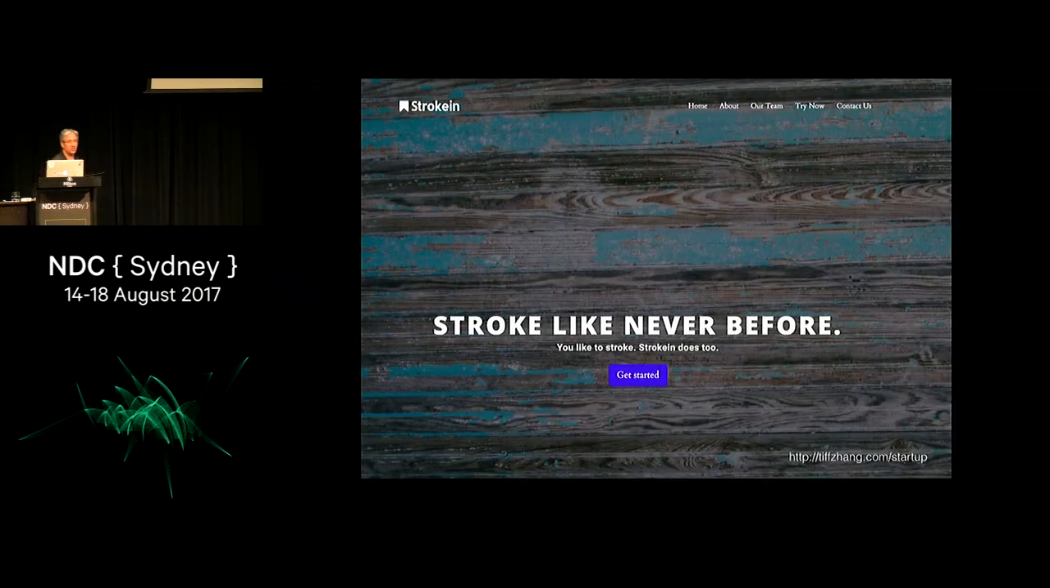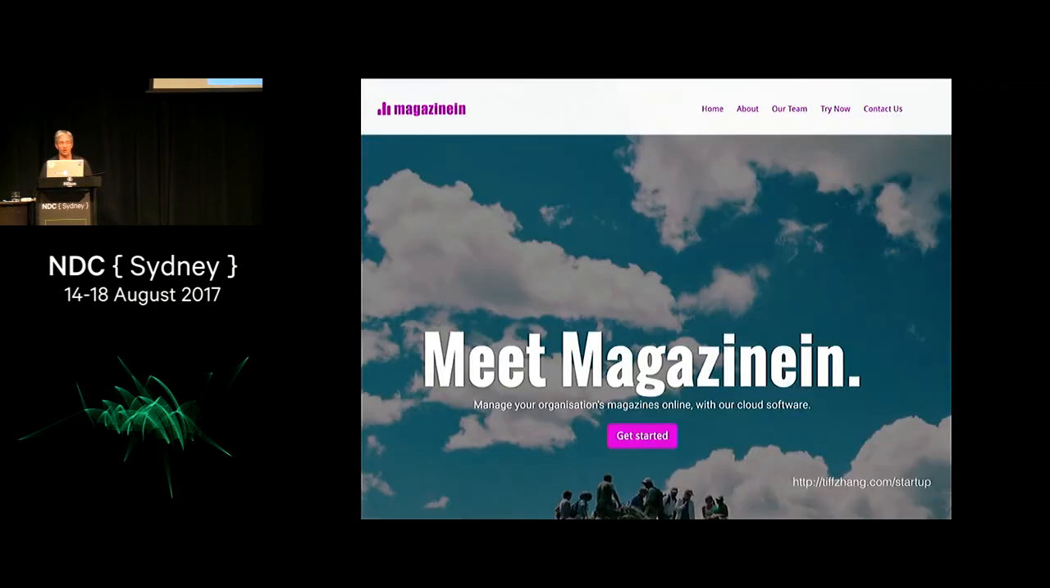There's a website that you can go to, and you can just randomly generate ideas and websites and teams and people for your startup company, and then go and say, there you go, give me some VC funding. So you stroke like never before, or Meet Magazine. Manage your organization's magazine online with our cloud software. It even generates the tagline for you. You don't even need ideas.